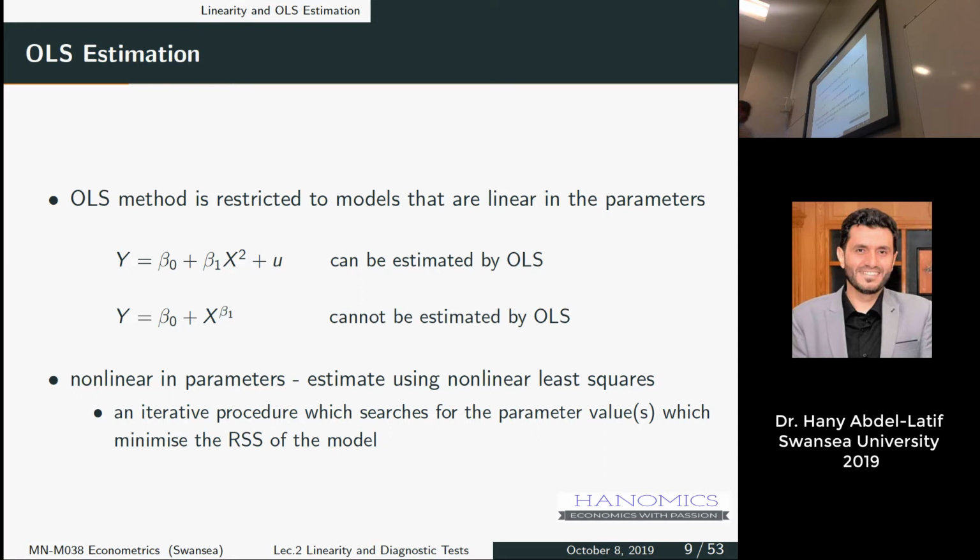Again, when we talk about linearity here, we need to think about two things. There are two different forms here.